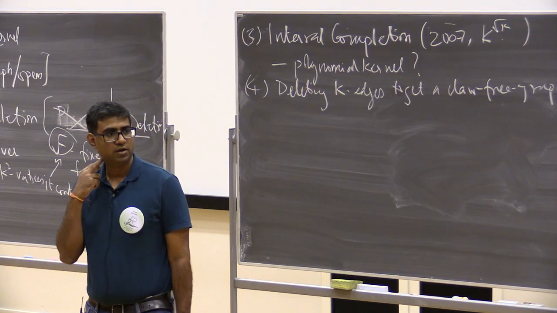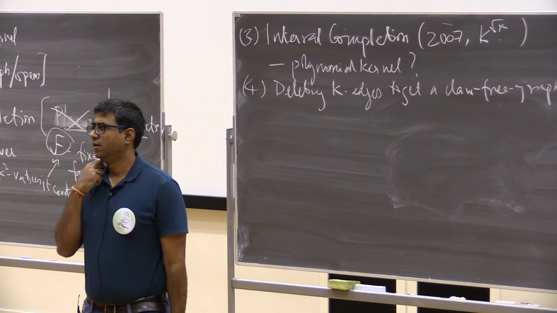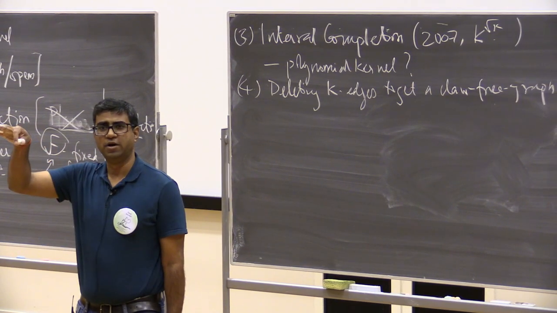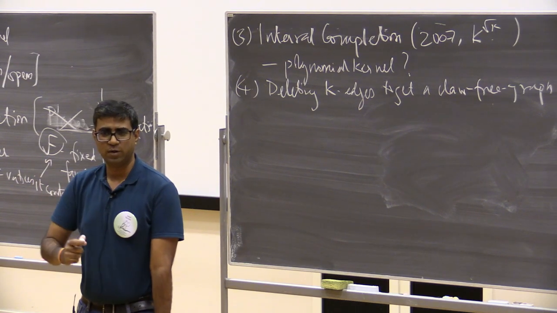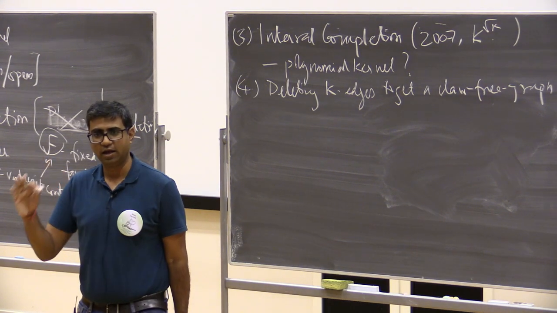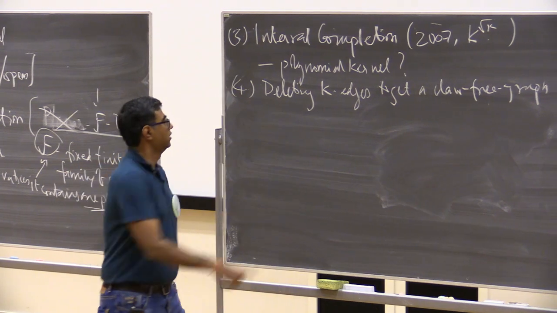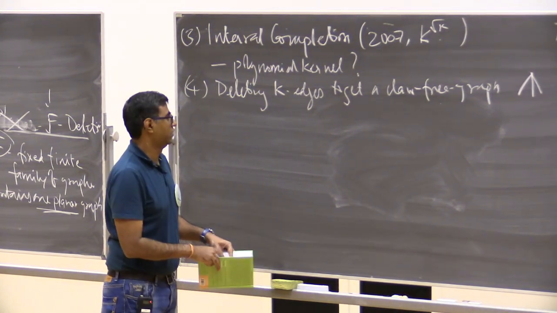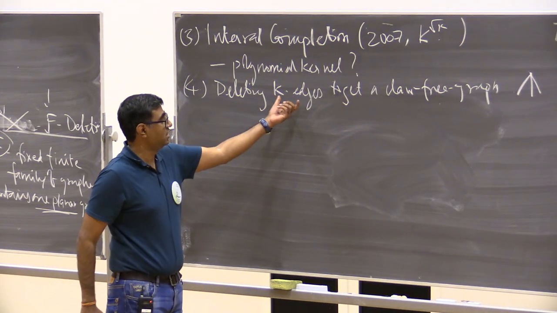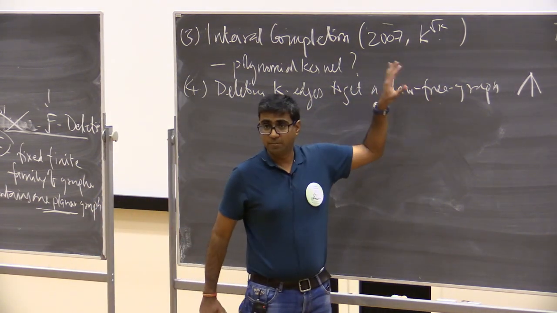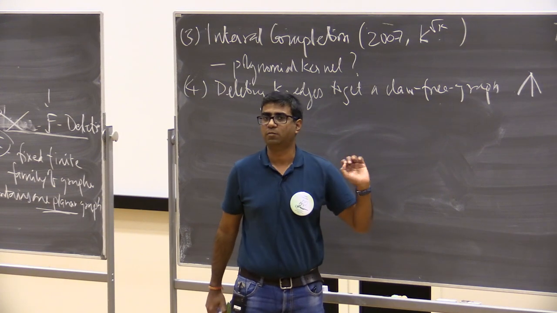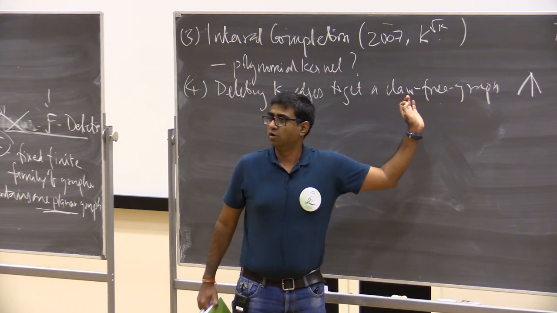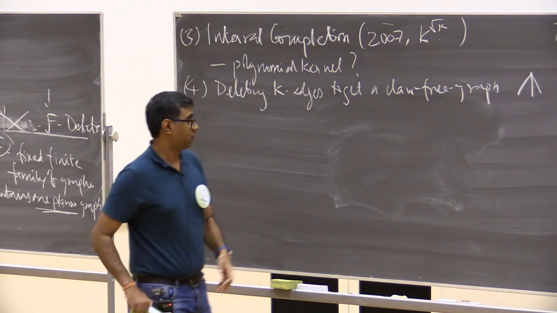And there was a paper about Diamond. I'm going to talk about that on Thursday. And you had a paper with Diamond and Claw. But whether this problem, deleting k edges to get a claw-free graph, and here by claw-free graph I mean induced, not as a subgraph, admits a polynomial kernel, we still do not know, and it's a good open problem.